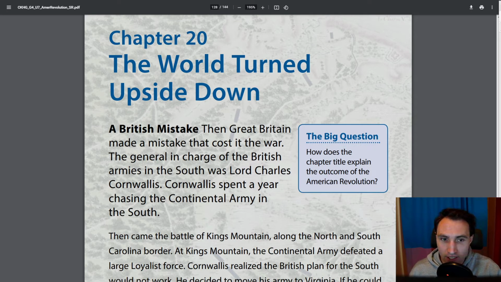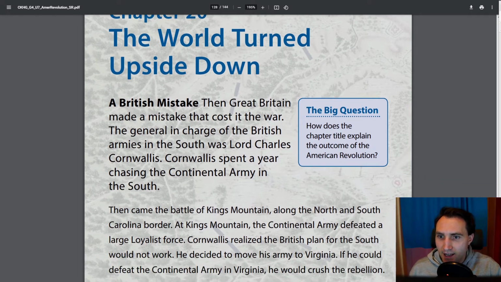So let's call attention to our last big question. How does the chapter title, The World Turned Upside Down, explain the outcome of the American Revolution? If the American Revolution was good for the Americans and they won, what does that mean? Why would they say the world turned upside down? As we read, let's look for answers, reasons and details that will help us explain this chapter title. Let's begin and follow along with me.